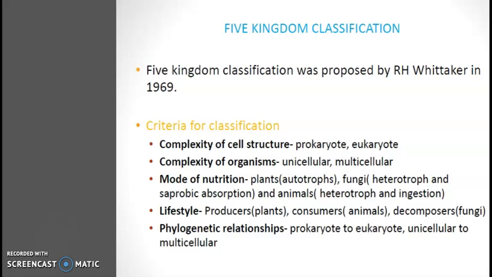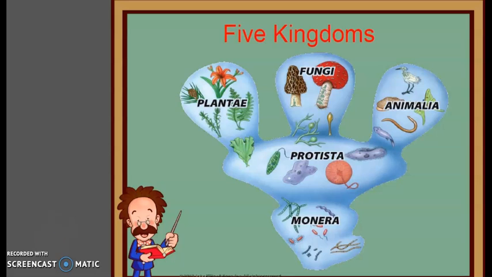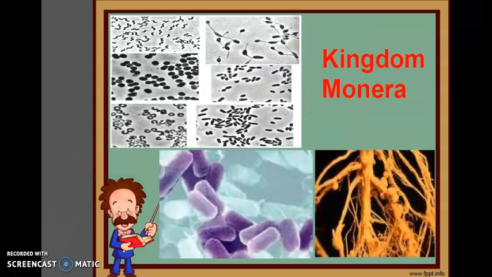and ingestion. Next criterion is lifestyle, like the producers, for example plants, consumers like animals, and decomposers like fungi. And the last criterion is the phylogenetic relationship of prokaryote to eukaryote, unicellular to multicellular. The five kingdom classification include the kingdom Monera, Protista, Plantae, Fungi and Animalia. Let's see about the kingdom Monera.